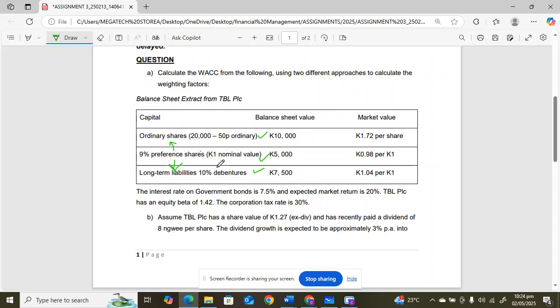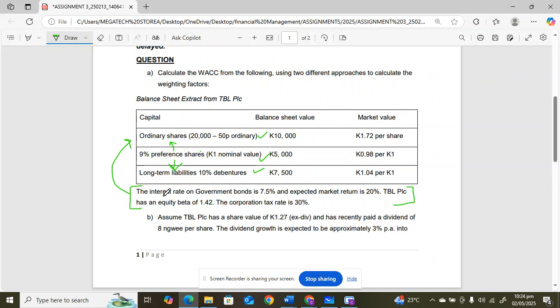Okay, so we're told the interest rate on government bonds is 7.5% and the expected market return is 20%. TBL PLC has an equity beta of 1.42 and corporation tax is 30%. So this information that they've given us here is going to help us calculate the cost of equity using the capital asset pricing model. When we reach that part, I'm going to explain this information.